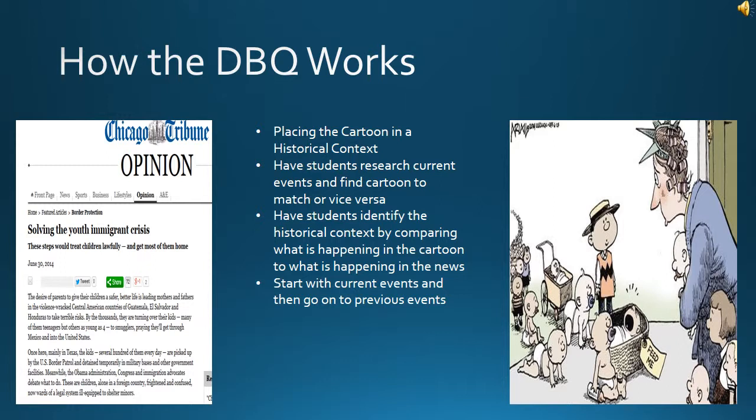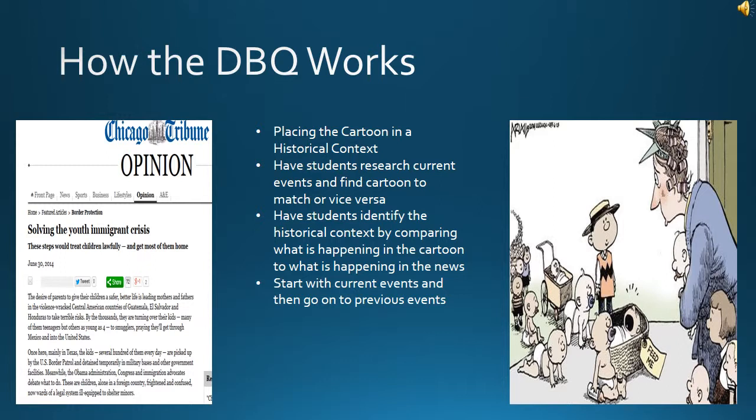Once you feel that the students are comfortable with comparing the two political cartoons, what we try to do then is put the political cartoons into a historical context. How we do this is we have a student select a political cartoon and then find a current news article that discusses what's going on in the cartoon, or vice versa. We have them find an article and then find the political cartoon. The best way to do it is to start with current events and then have them work back.